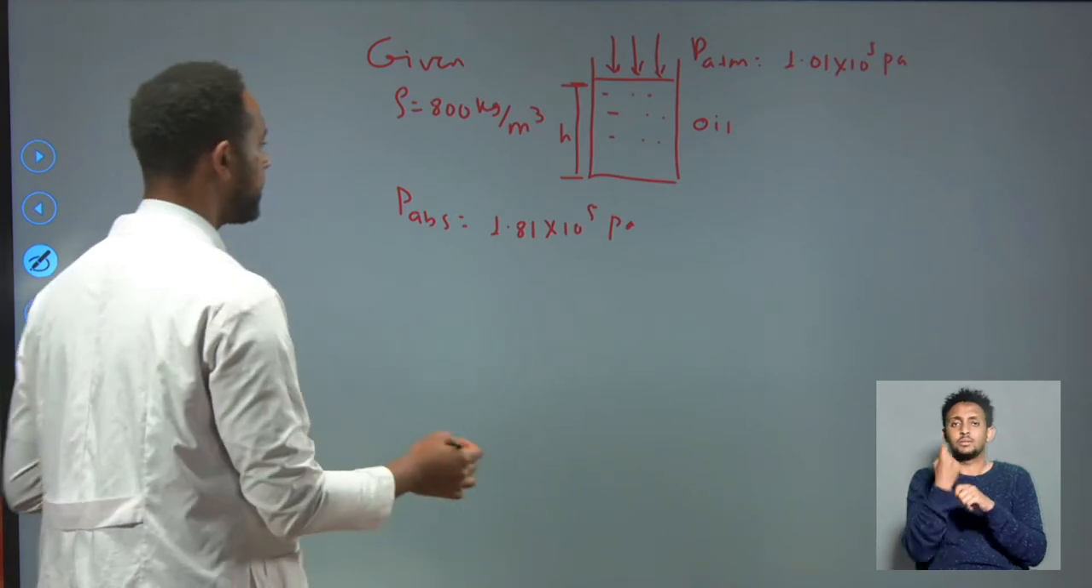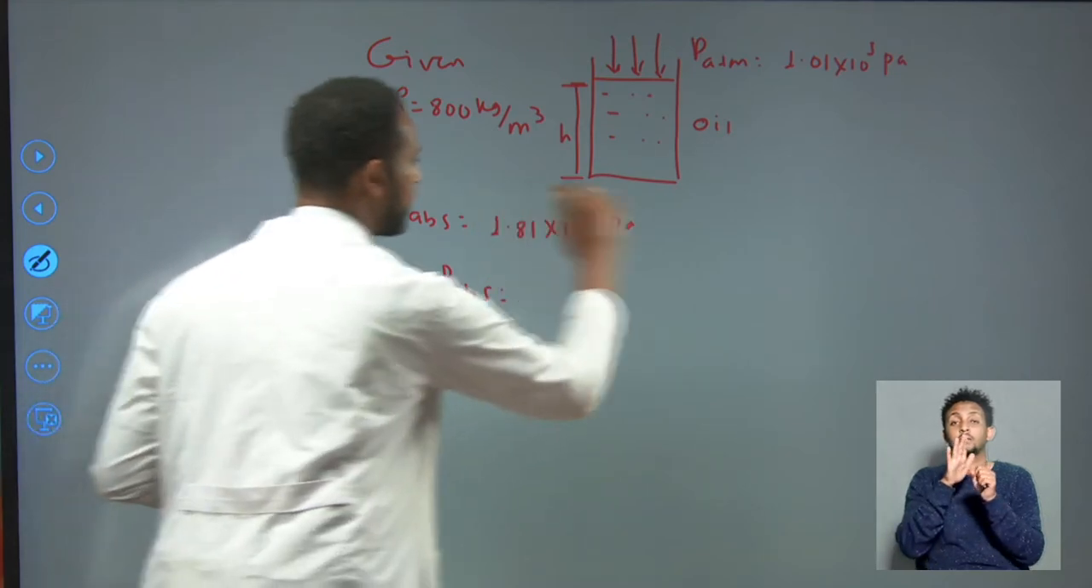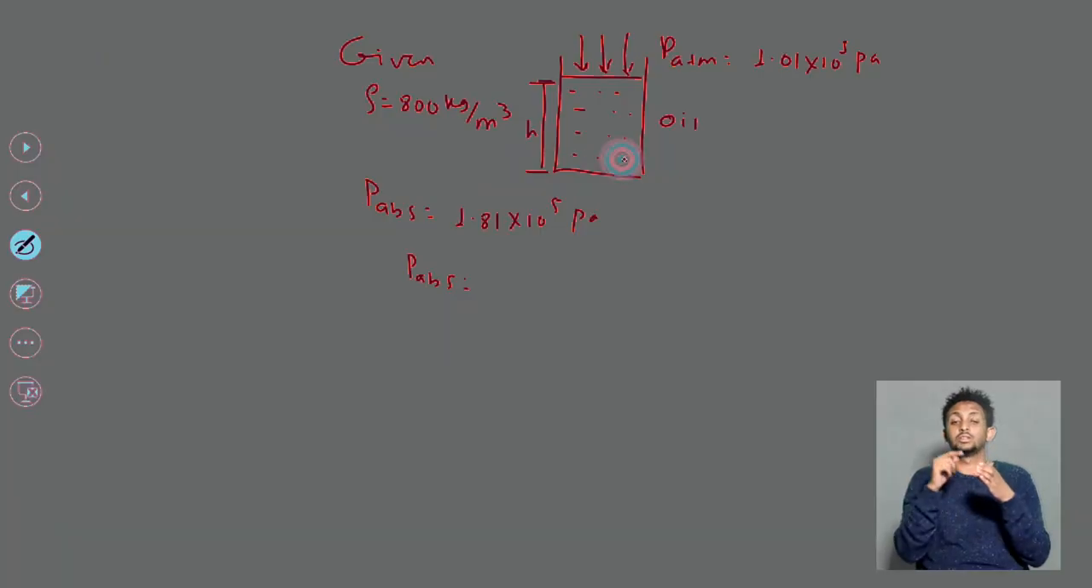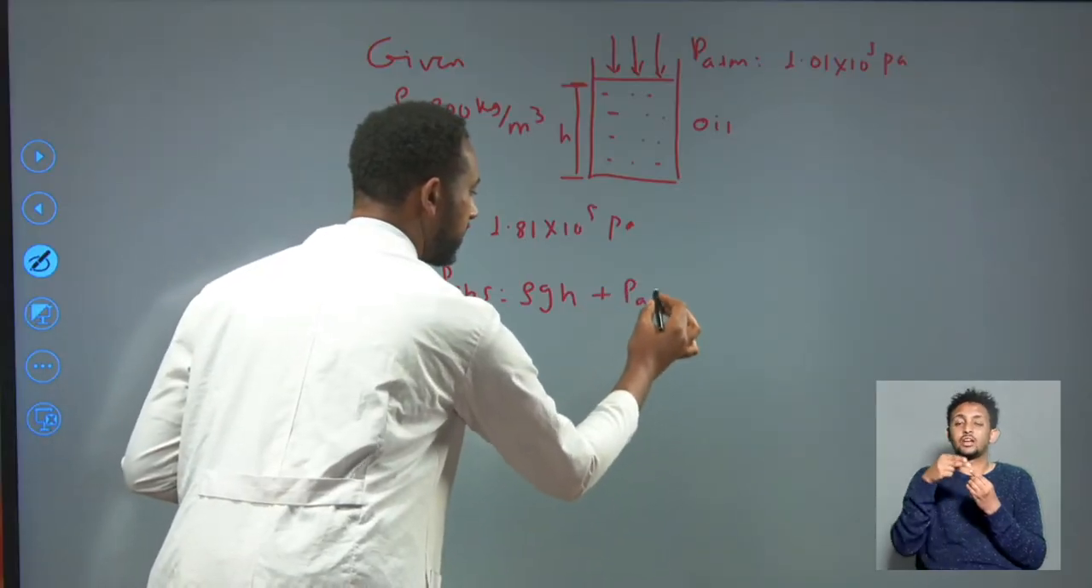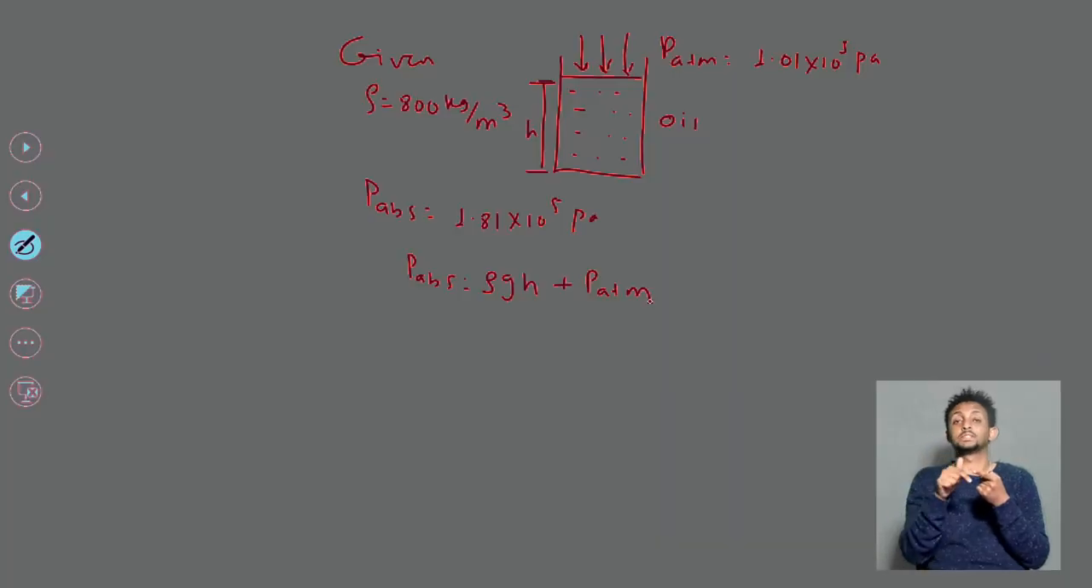And previously, we have said that absolute pressure is the total pressure exerted at the base of the container due to the liquid pressure and the atmospheric pressure. So the absolute pressure can be given as rho gh plus the atmospheric pressure. This was the equation that we have provided previously. Therefore, if you take this to this side, absolute pressure minus atmospheric pressure can be given as rho gh, which is the pressure of a liquid.